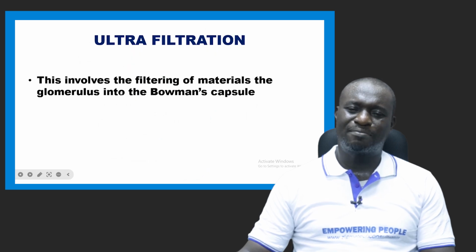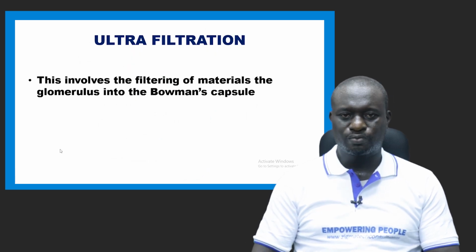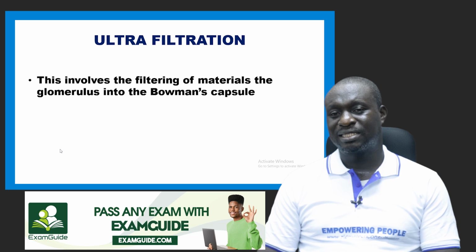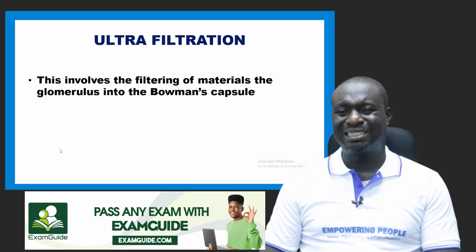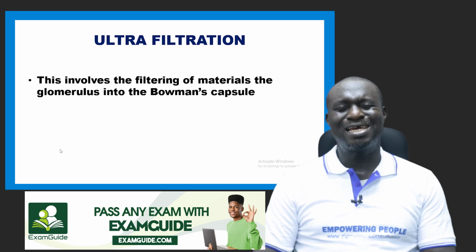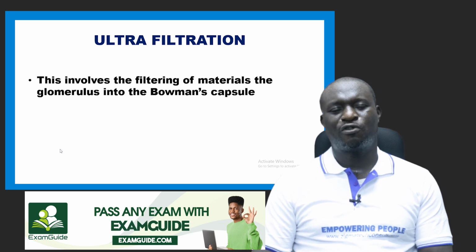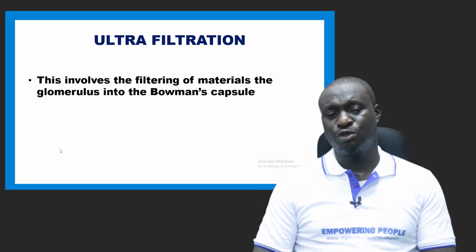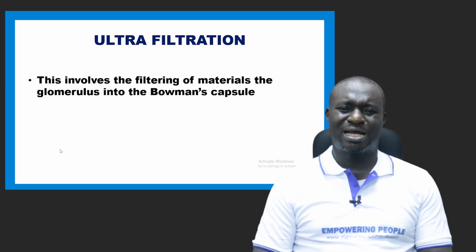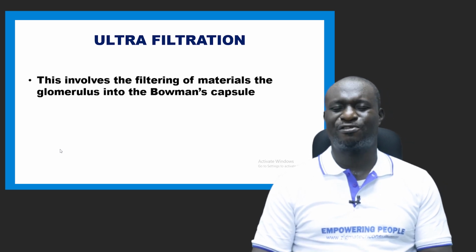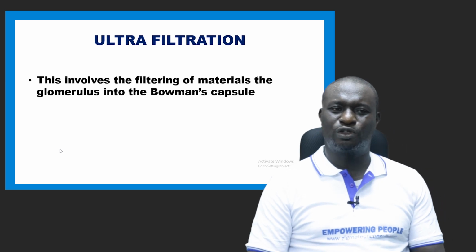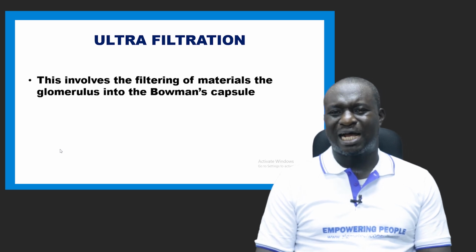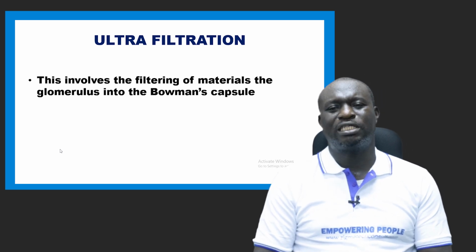Now, let's take a look at what happens during ultrafiltration. As the name implies, it involves the filtering of materials from the glomerulus into the Bowman's capsule. Now, the glomerulus, like I said before, is just a mass of blood that contains everything. It contains digested food, nutrients, excretory waste and products. Everything, in fact, makes up the glomerulus.